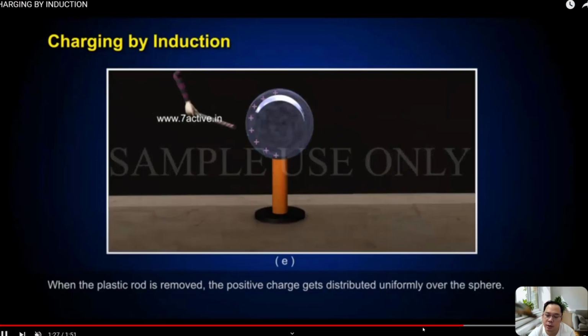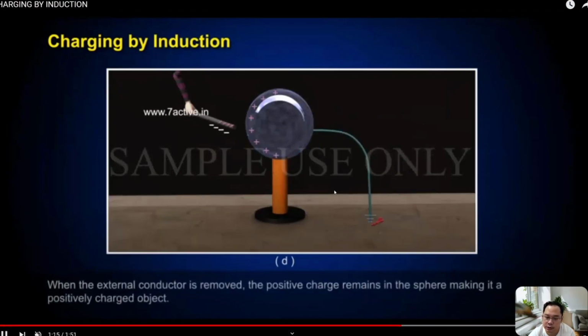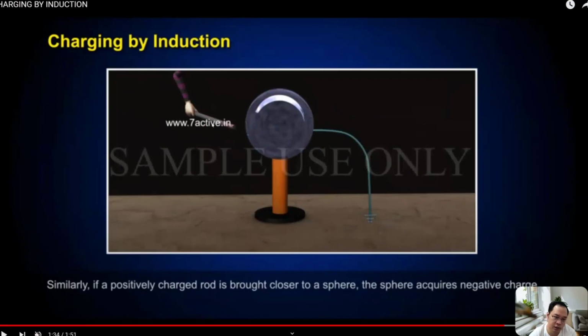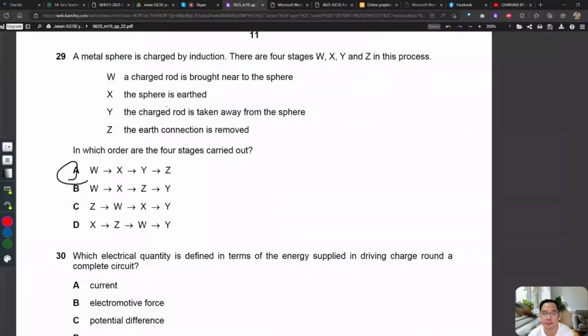After disconnecting the wire from the ground, now the sphere lacks electrons. It does not have the same amount of electrons and protons, and therefore the sphere is now positively charged. Even when we bring the rod away, it is still charged because the electrons have left it to the ground. Okay? So that is the process of charging by induction.